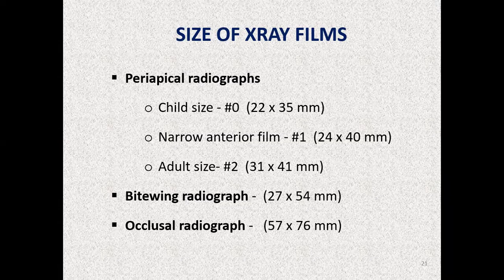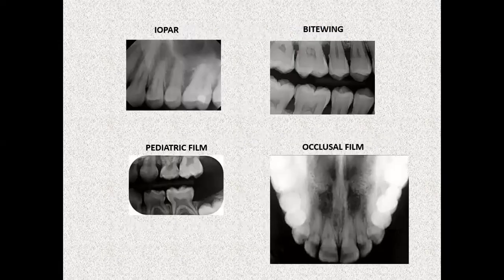Then we have the bite-wing radiograph, which is a bit larger than the size 2 film, and it measures about 27 by 54 mm. Then we have got the larger sized occlusal film that is used to record a larger area, including a complete arch, that is around 57 by 76 mm. Now we have the recordings in an IOPA, bite-wing and an occlusal film.